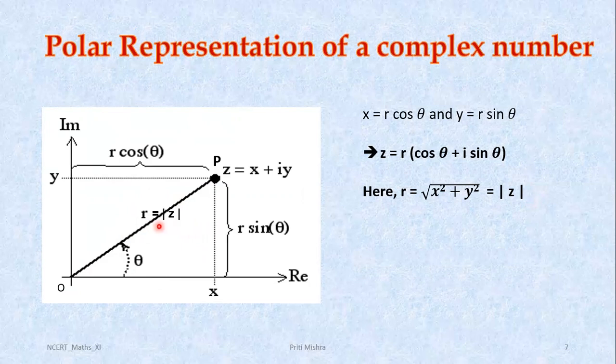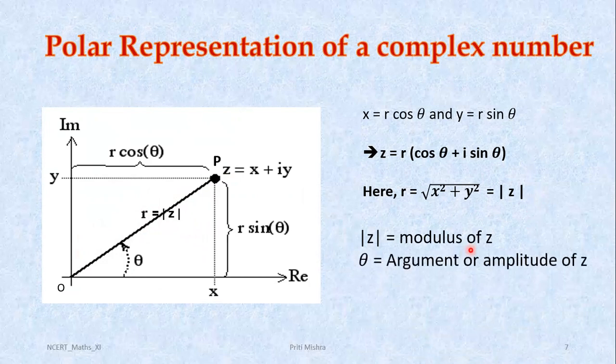Why are we writing it as modulus of z? Because this is a length, this is a distance, and distance can't be negative. That's why we put modulus here, because it will always be positive only. So mod z is known as the modulus of z, and angle theta is known as the argument or amplitude of z in the polar coordinate system. We can measure angle theta with the help of this relation: tan theta equals y by x, that is the imaginary part of z upon the real part of z. y is the imaginary part and x is the real part.